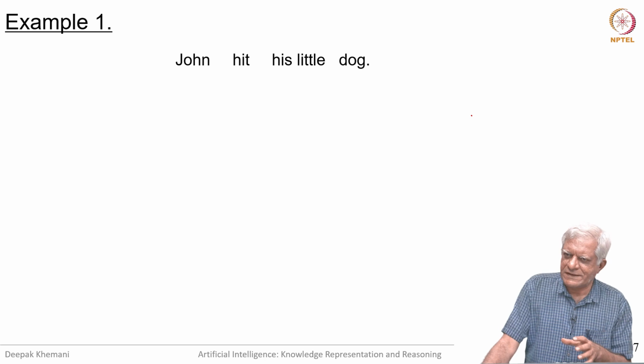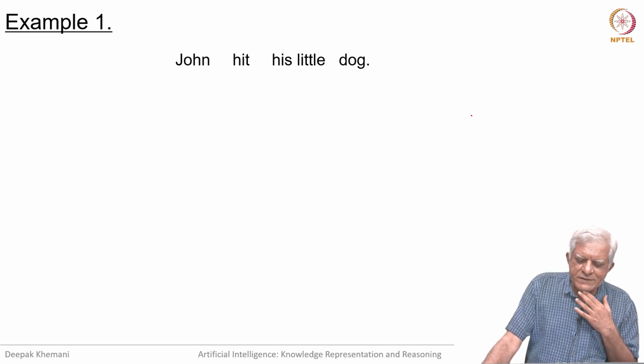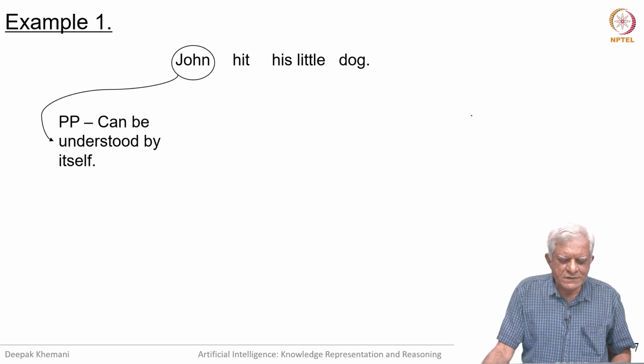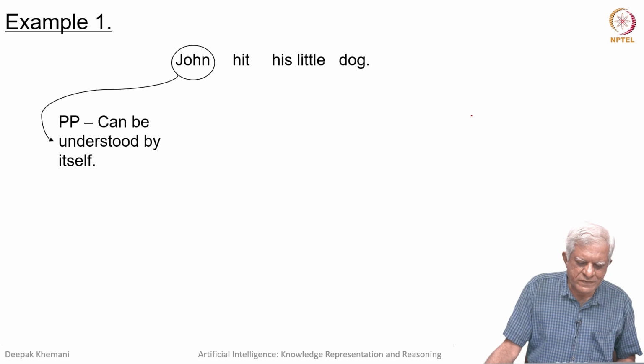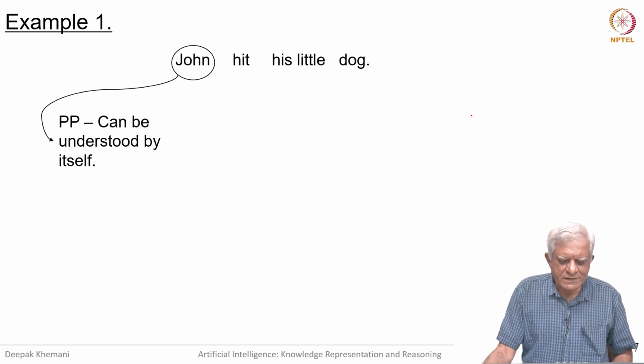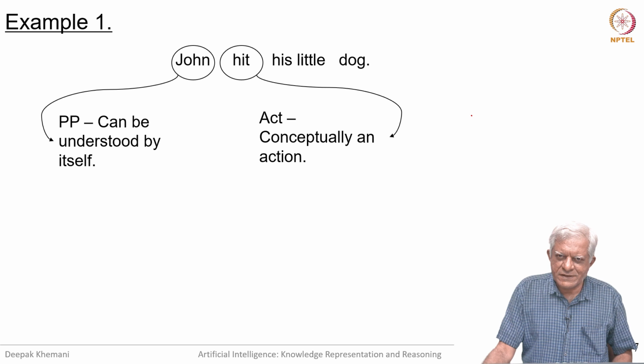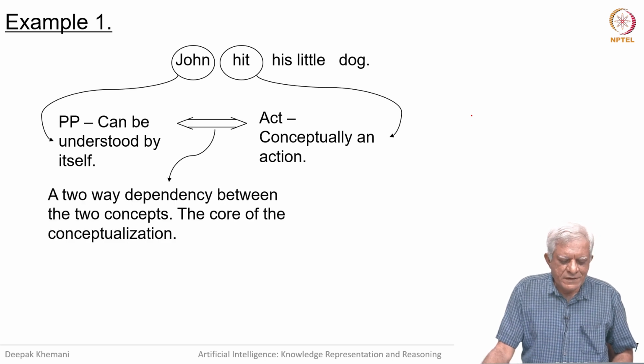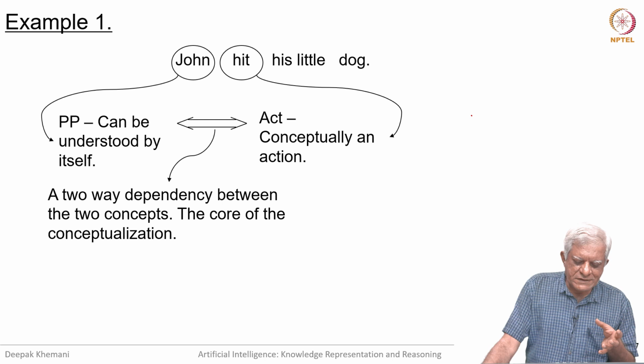So, let us start with an example and then we will go into the details. Supposing you want to represent this sentence, John hit his little dog. John is a picture producer, or a noun phrase, so it can be understood by itself. Hit is also conceptually an action, and we can understand the word hit by itself. A two-way dependency between the two concepts is the core of this conceptualization, which means that John was the agent of the act of hitting.